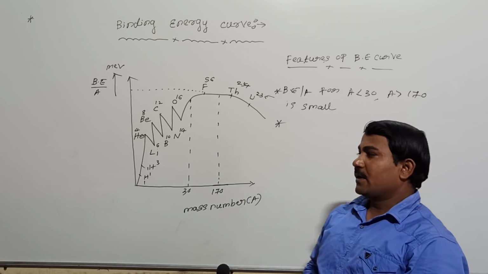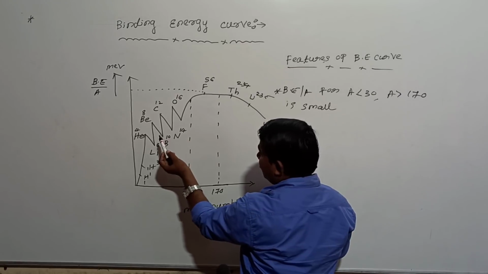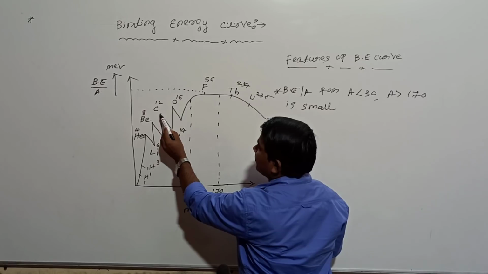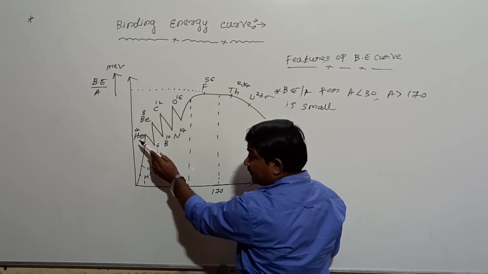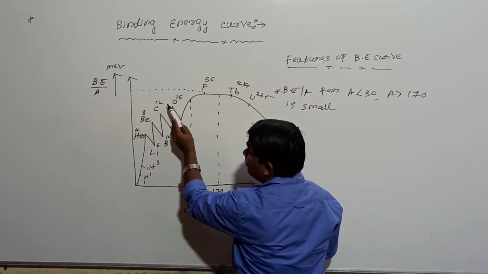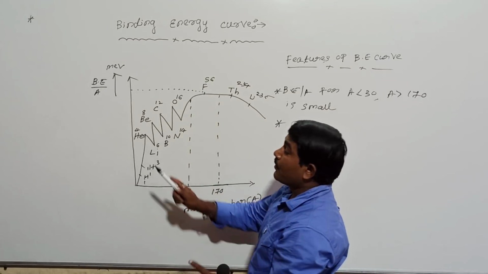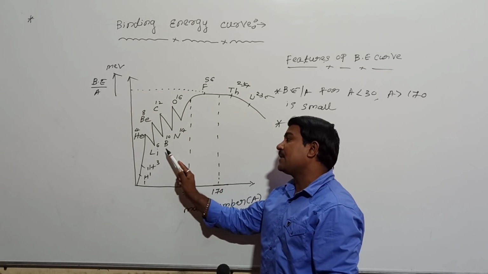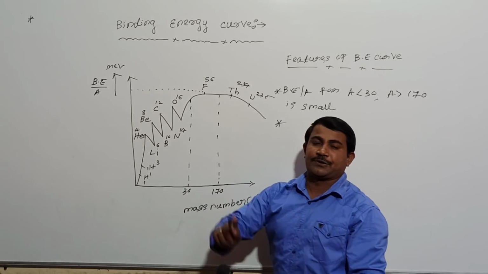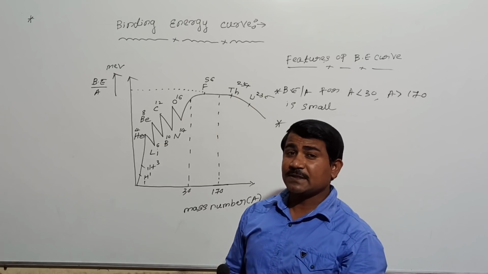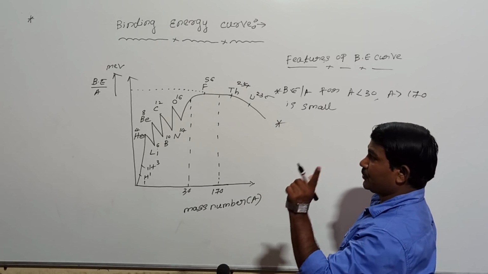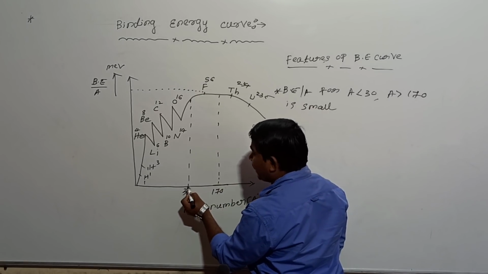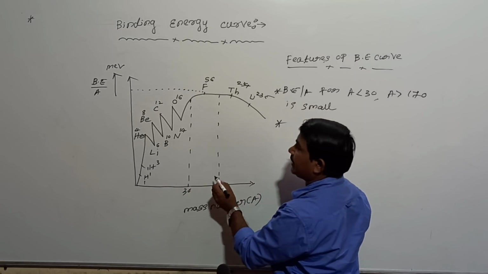What is it? The binding energy for the mass number up to 20 rapidly increases, and the curve contains the peaks corresponding to helium, beryllium, carbon and oxygen. They are more stable than their neighboring nuclei like lithium, boron and nitrogen. This is the second feature. And the third feature is the binding energy for the mass number 30 to 170.